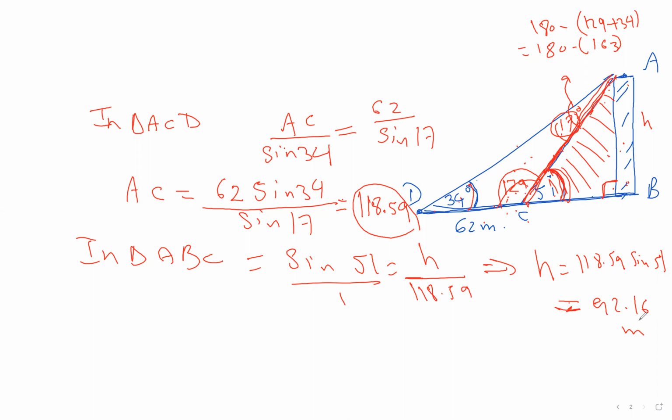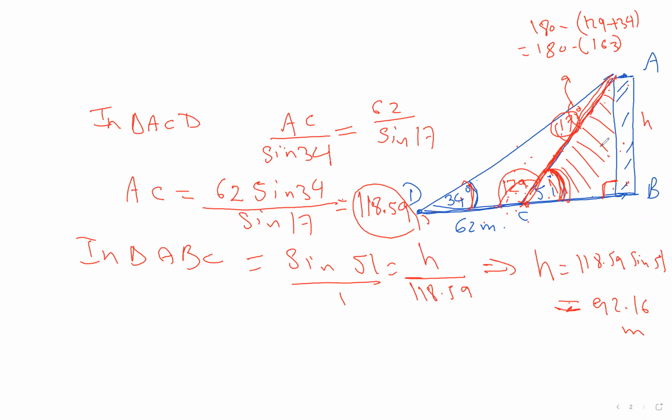It's okay. Again, from a point on the ground, the angle of elevation of the top of the tower was 34. Then the observer walked towards the tower a distance of 62 meters. And then he found that the angle of elevation of the top of the tower from this point is 51. Find the height of the tower.